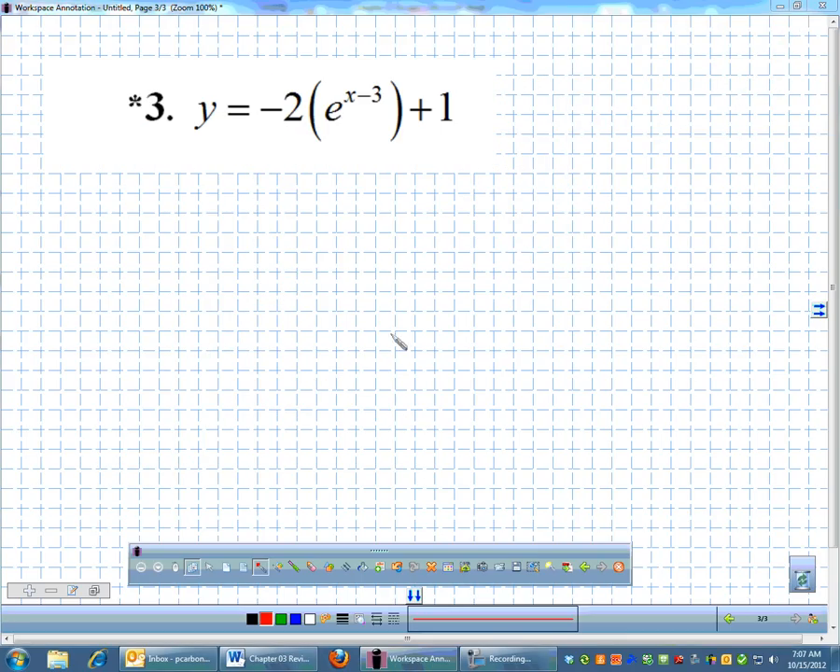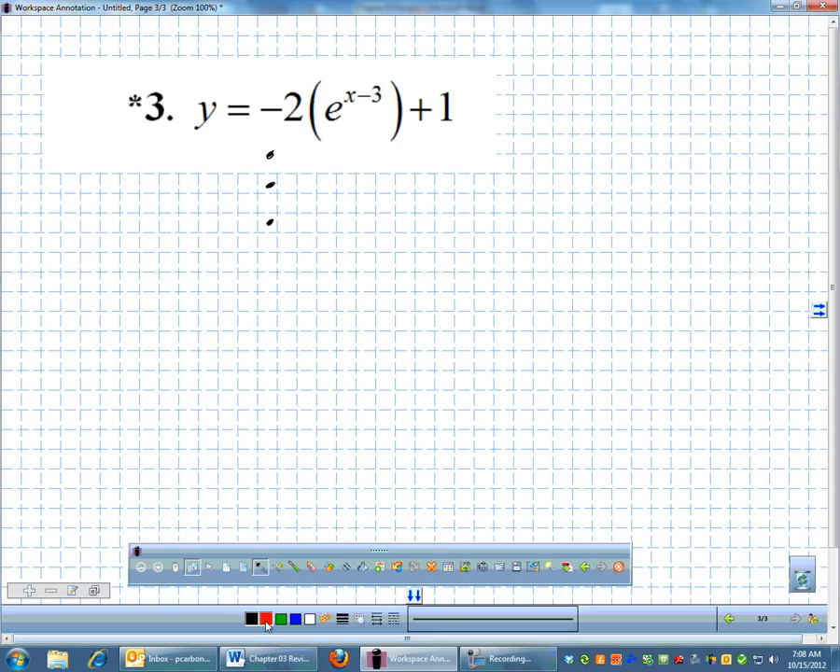Right, and then there's one more. This one's an e base. It's -2 e to the x minus 3, plus 1. Let's list the transformations and identify the parent function. I see 3 transformations. I see this -2, I see the x minus 3, and I see that plus 1. We have to identify what those transformations are.